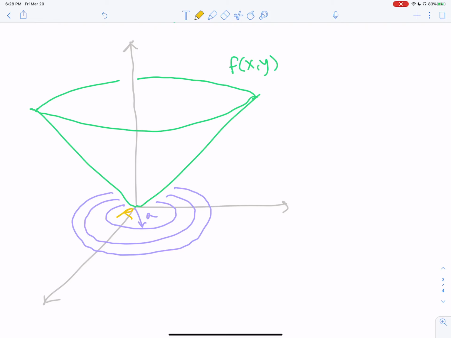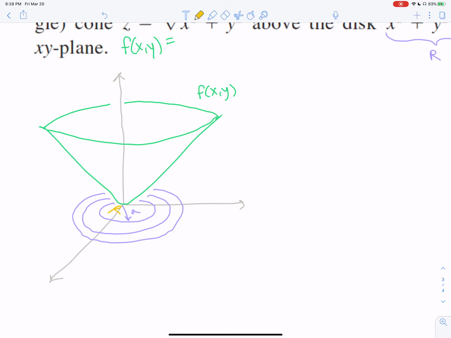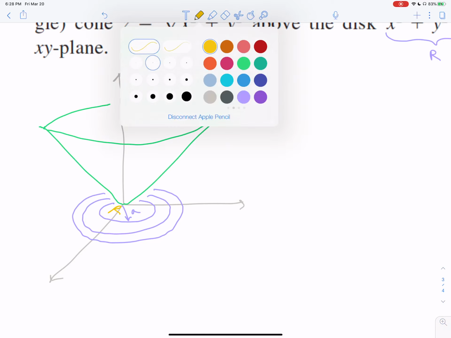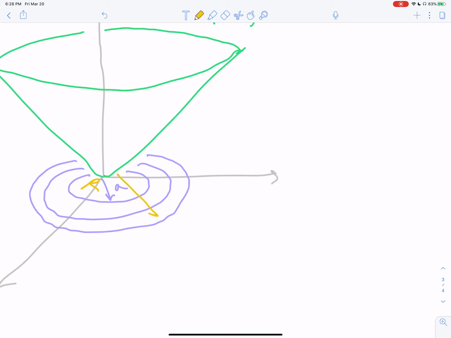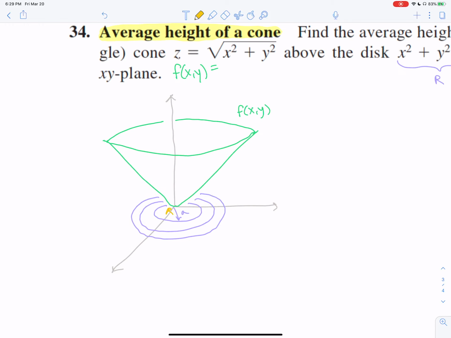So R is that region on the xy plane over which we're trying to find the average height of the cone. And so we would expect that as a gets bigger, the average value would also get bigger because we're capturing taller and taller parts of the cone. So we'll verify that with the answer, that as a gets bigger, the average height should also get bigger. I'll leave that here. So here's our R down there.